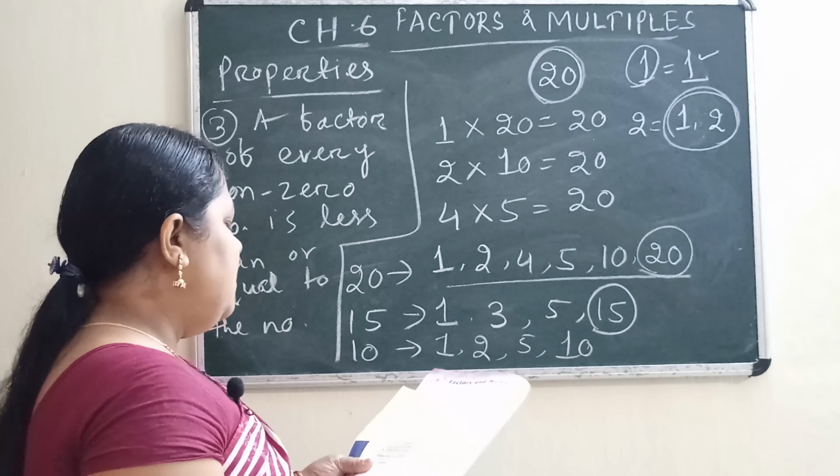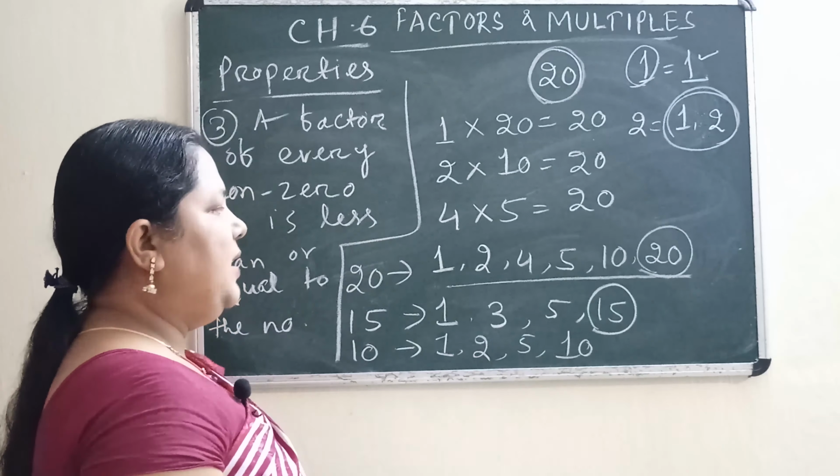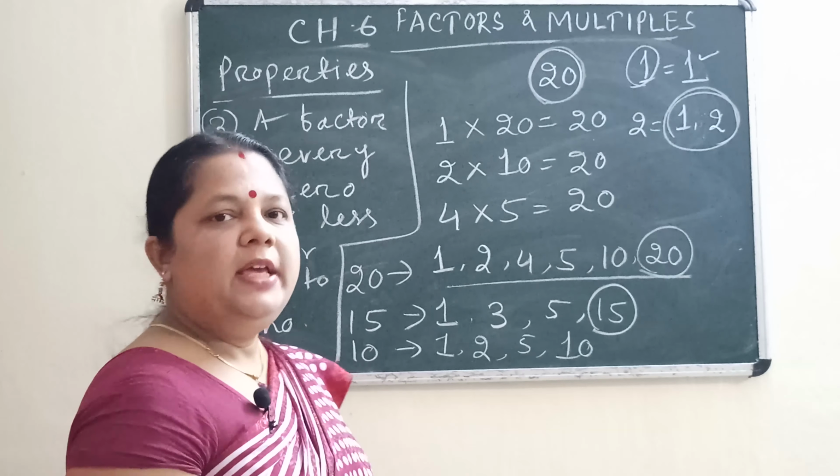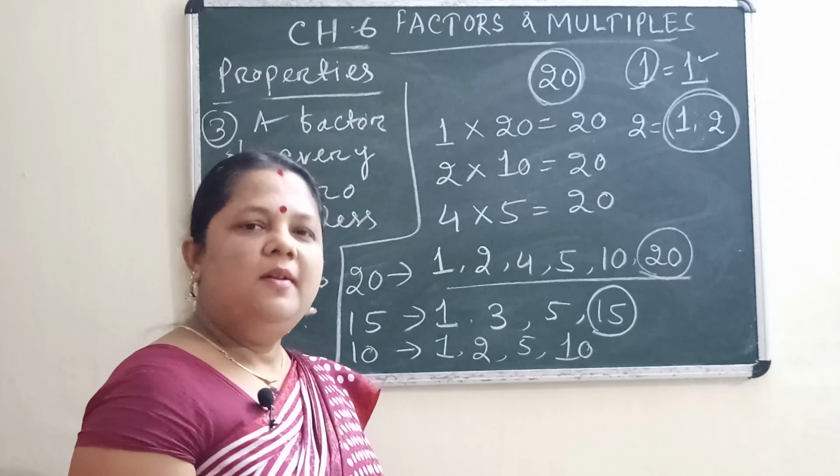Then the last one: every non-zero number is a factor of 0. Okay. So this is all about the properties of factors. Next class children, we will proceed with the properties of multiplication.